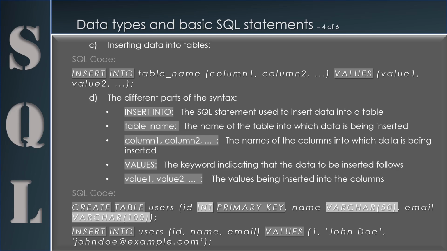In the following example, using this SQL code, the first thing is that you need to create a table named users, which has columns ID, which is an integer and is going to be the primary key. Then we have name, which is a variable character with 50 characters, and email, a variable character with 100 characters. Then in the second line, we use the insert into command: insert into table name users, and then we have column names ID, name, email, and then we define the values, which are 1, John Doe, and john.doe@example.com.